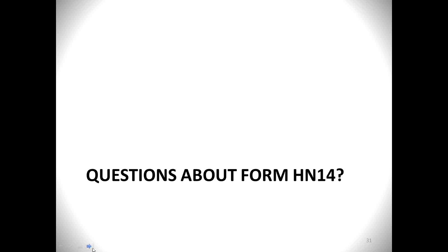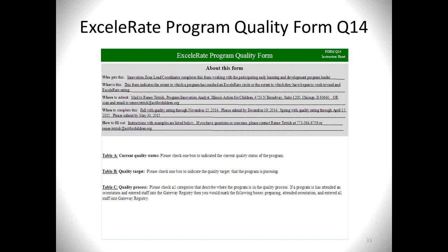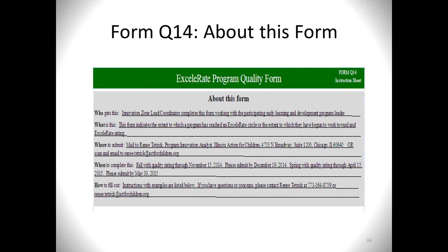All right, let's take a look at the program quality form. Here is the front page of the ExceleRate Program Quality Form Q14. Q stands for quality and 14 for the year. This form goes to all Innovation Zone leads and coordinators. Innovation Zone leads will work with a participating early childhood education program leader to complete this form. This form indicates the extent to which the program has reached an ExceleRate circle or the extent to which they have begun to address quality.